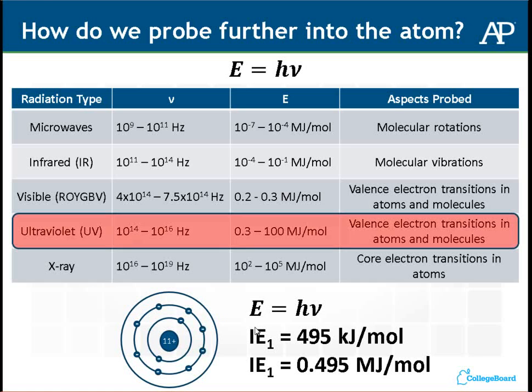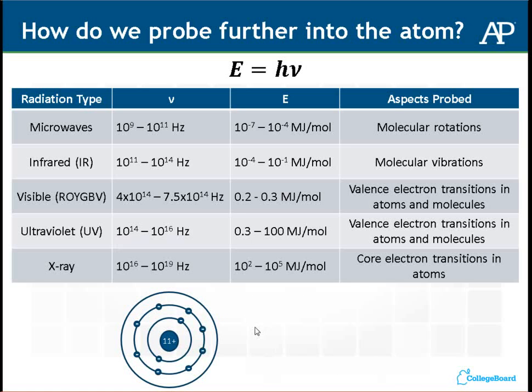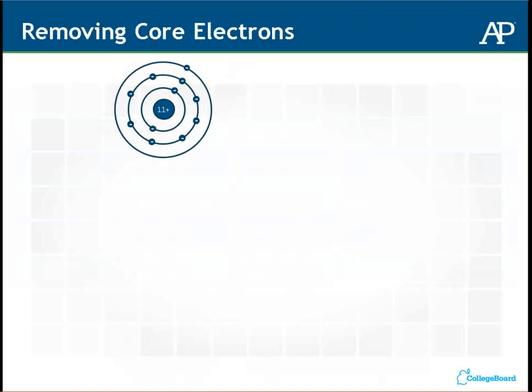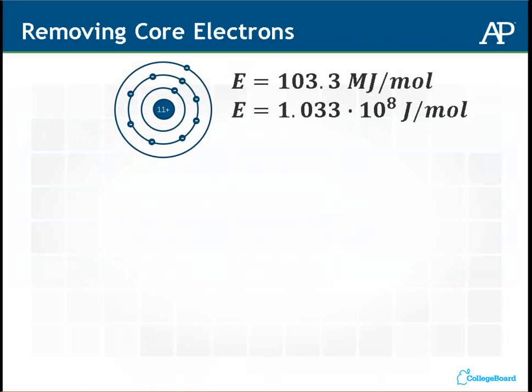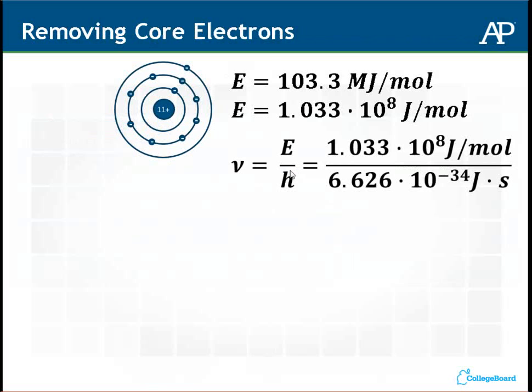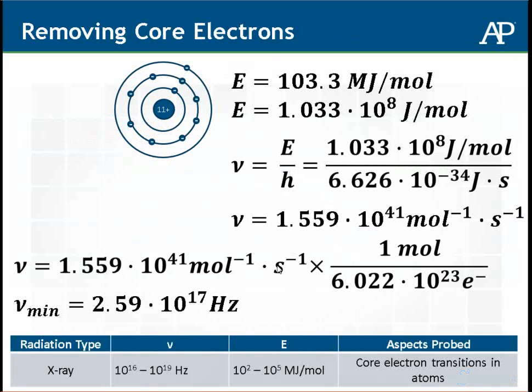But if we wanted to take off a core electron, not valence anymore, but core electrons, they take a significant amount more energy to remove. So removing a core electron, I'm looking now at more than a megajoule, right? And I can calculate the frequency of that, and that frequency is in the range of X-rays. So in order to remove core electrons, I need the radiation type of X-ray, right? And this leads scientists to what type of equipment is necessary to make this possible.